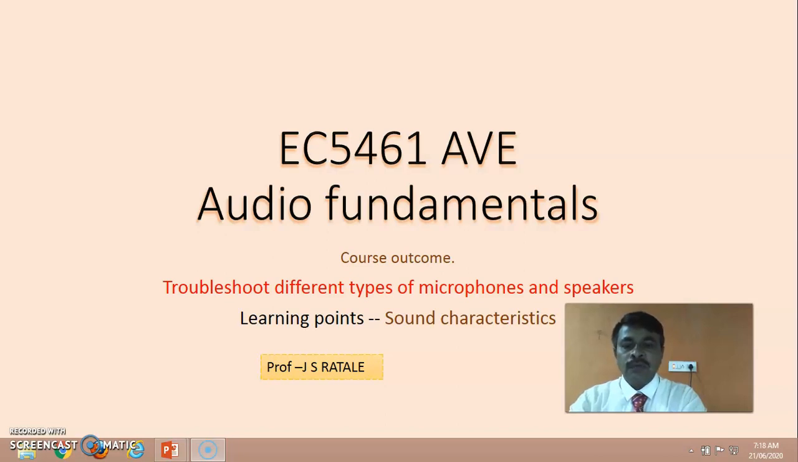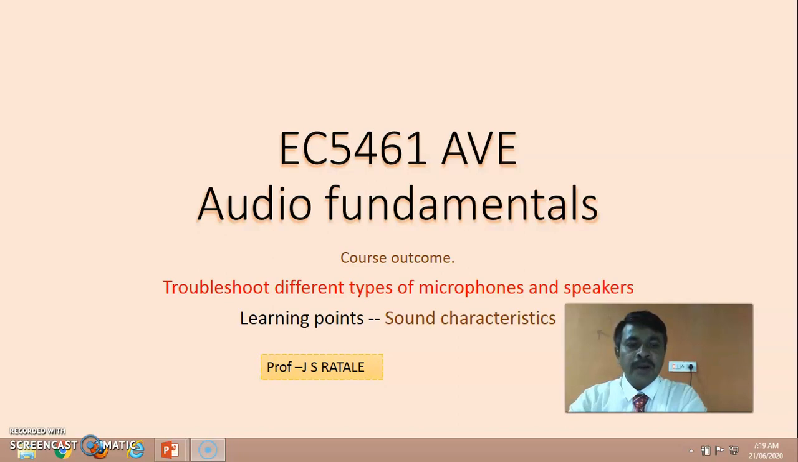The first unit's learning points are sound wave and its characteristics, different types of microphones and their characteristics, and different types of speakers and their characteristics. Last will be the different types of amplifiers that can be used, required for speakers as well as microphones.